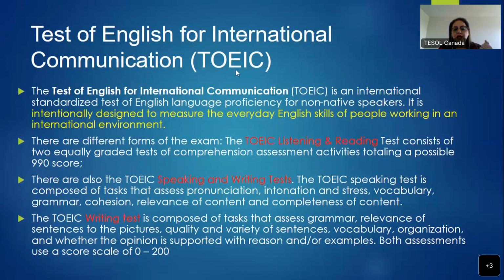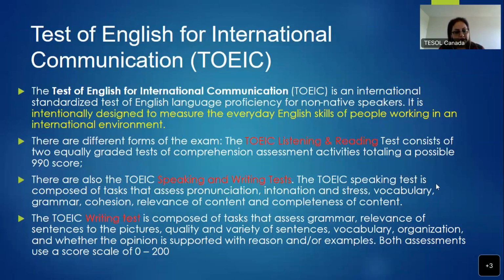So TOEIC, it's the abbreviation of Test of English for International Communication. TOEIC is an international standards test of English language proficiency for non-native speakers. It is intentionally designed to measure the everyday English skills of people working in an international environment.